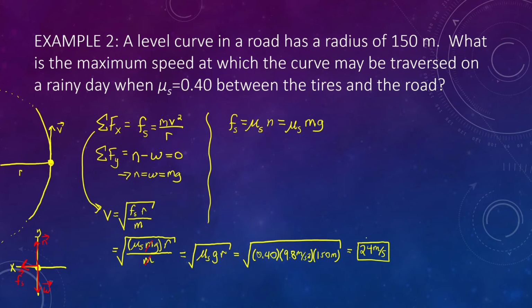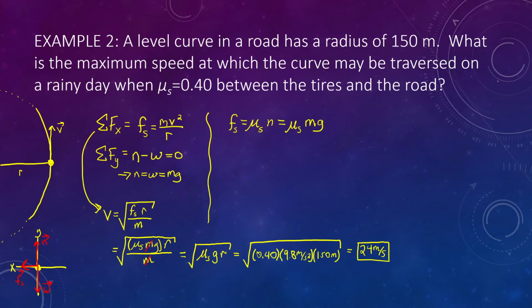So what this means is this is the maximum speed that you can use to traverse the road. If you move any faster than this, then you're going to start to skid and slide off of the road, which is not ideal. So this is one of the reasons why you certainly have a maximum speed on a road, especially when it's raining and the roads are more slick.